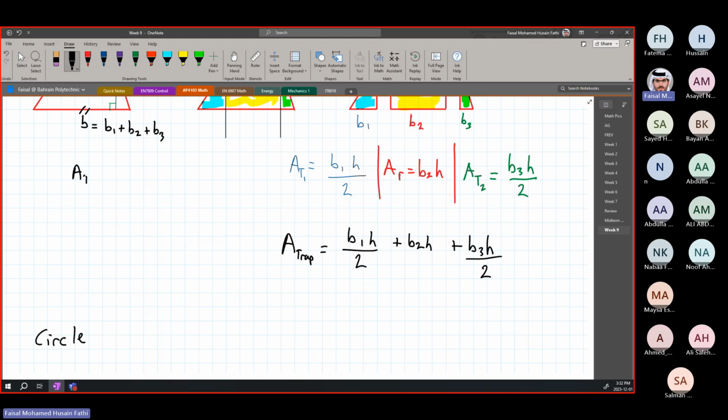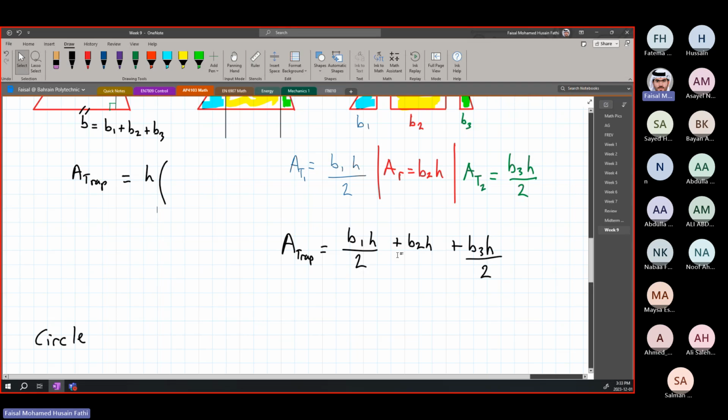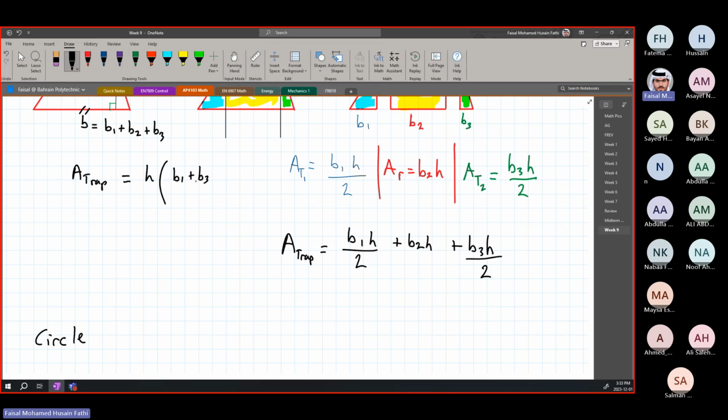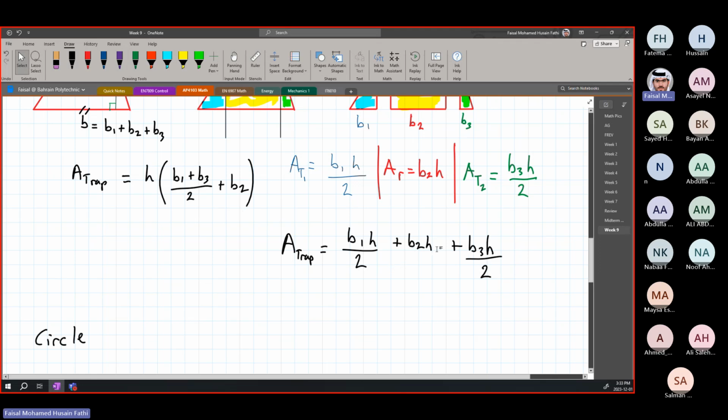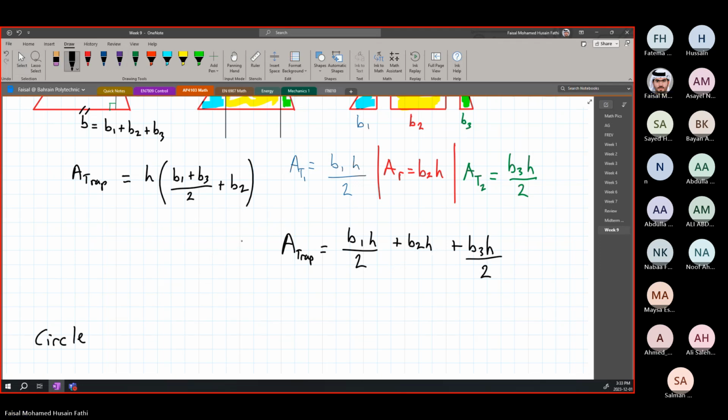So the area of a trapezoid is B1. Let's take the height outside, because it's common in all of them. And then we can say it's B1 plus B3 over 2 plus B2. All I did was group them up and take the H out as common. We simplify this more. We get B1 plus B2 plus B3 plus B2 times H.